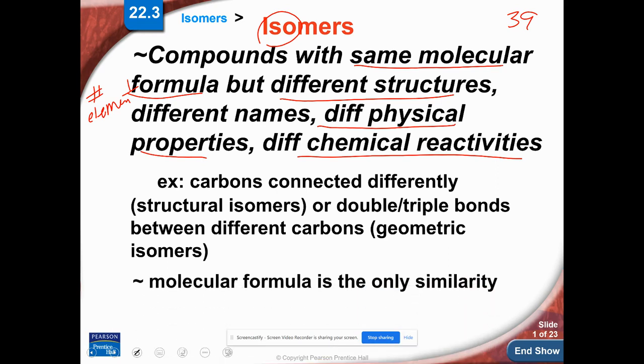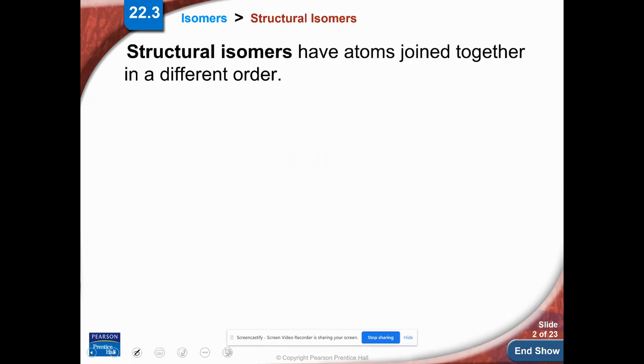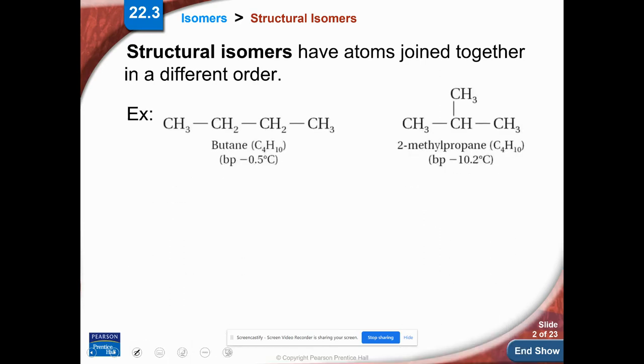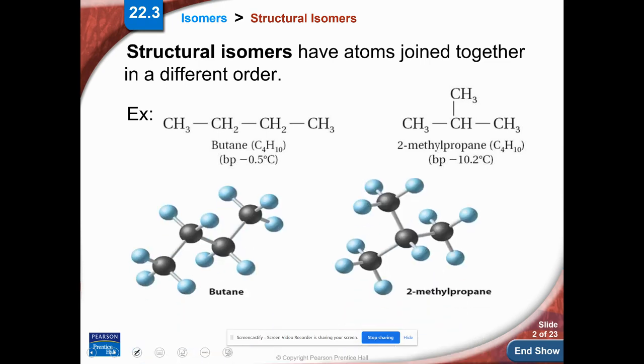The molecular formula, meaning the same number of each element, the same number of carbons, hydrogens, oxygens, whatever, is going to be exactly the same in the two isomers. Everything else is different. So the structural isomers have atoms joined together in a different order. Here we have butane and we have 2-methylpropane. These two things are structurally different. We agree, they look different structurally.